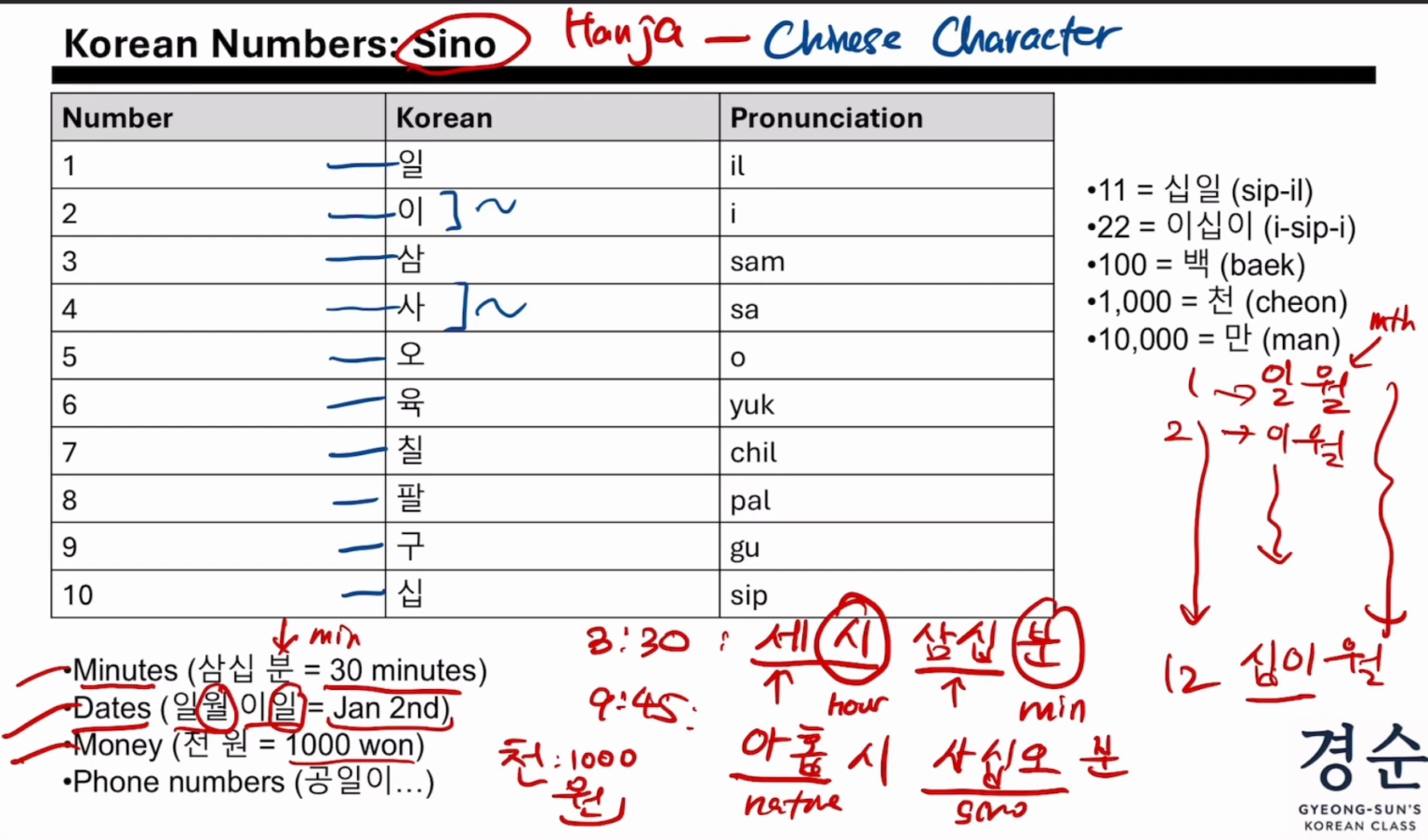And then the last one, phone numbers. Because imagine if you were to use the native Korean numbers to read a whole phone number, it would be very difficult. So it's way easier to just read them through when you are reading a phone number. Okay?